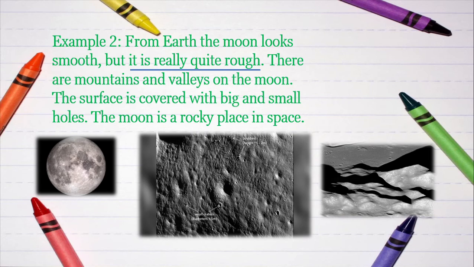It supports my main idea, which is that the moon is quite rough. This is the main idea. So first, I identified the topic, which is the moon. What's with the moon? It is rough. This is the main idea. And here are the details that help in reaching my main idea: the mountains and valleys, the surface is covered with holes, and it's a rocky place.